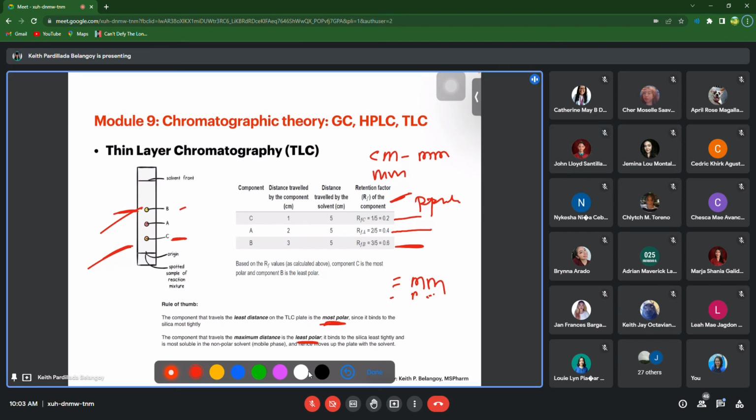I did try that one in my other courses, where I asked them to convert liters to ml before they could get the answer. But for the retention factor, it's a very simple computation, so let's make it simple.